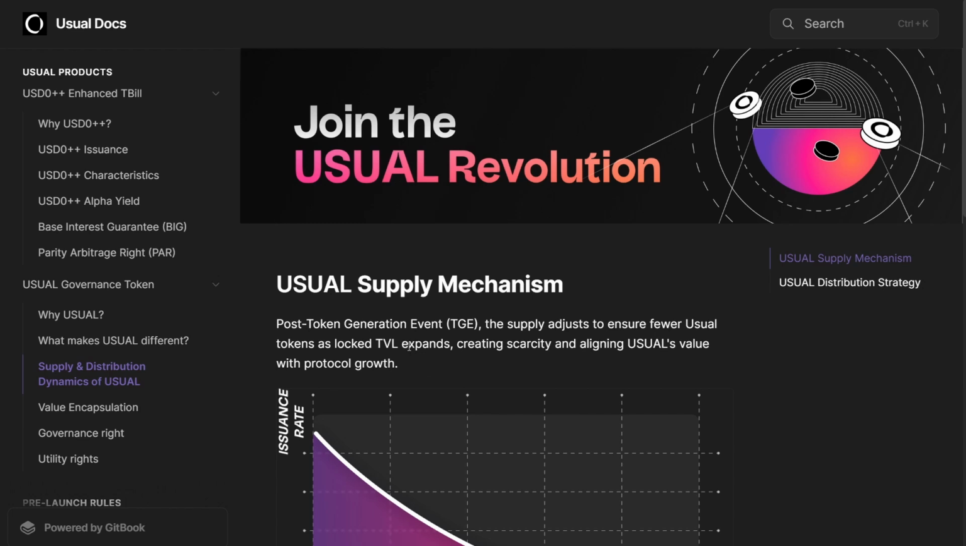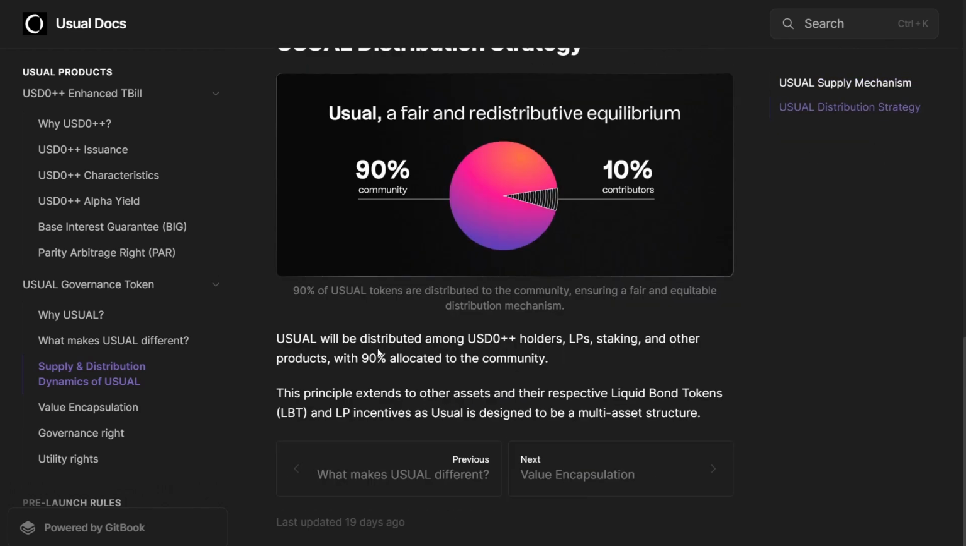We already know it will be a reward. Here I see that usual will be distributed among USD0++ holders, LPs, staking and other products, with 90% allocated to the community. So USD0 has real collateral, USD0++ is a liquid token of staked USD0. The usual token will be distributed and available for claiming someday in the future, likely on the project's listing day.